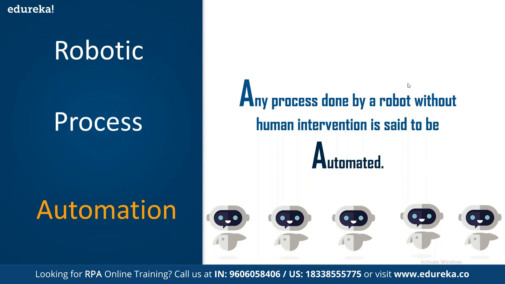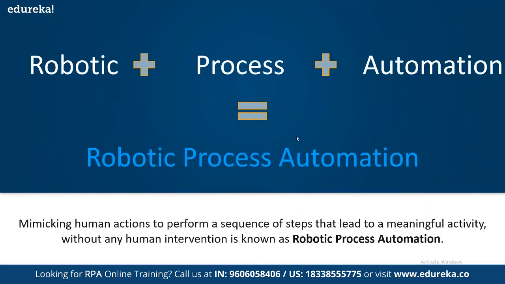And that exactly is what robotic process automation is. It will help us perform a sequence of steps that leads to a meaningful activity without any kind of human intervention. That is what is referred to as robotic process automation. All right, so now there are multiple tools.